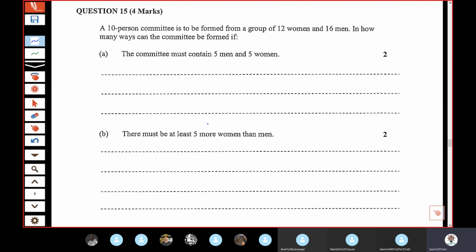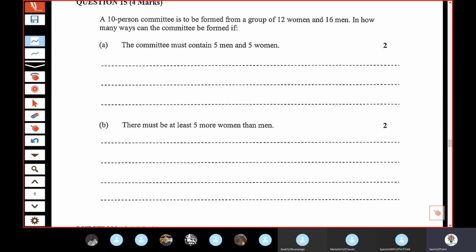Combinations, committee. A 10-person committee is to be formed from a group of 12 women and 16 men. How many ways can the committee be formed if the committee must contain 5 men and 5 women? What do you do? 12 choose 5 times 16 men, choose 5. Whatever that gives you.